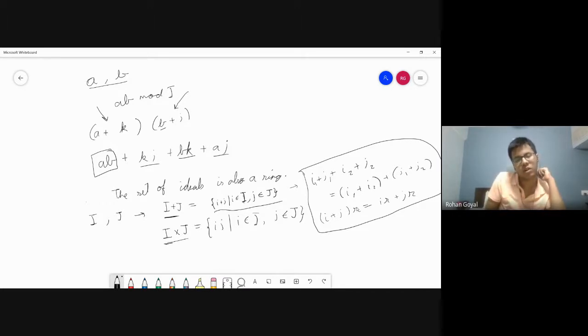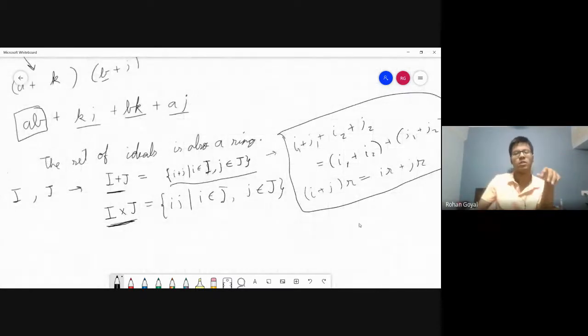Similarly, you can also show I times J is also an ideal. Because I1 J1 plus I2 J2 is simply I1 I2 plus J1 J2. Okay, you don't even need to do that, in fact. You can say this is in I and this is in J. Similarly, addition is also fine.